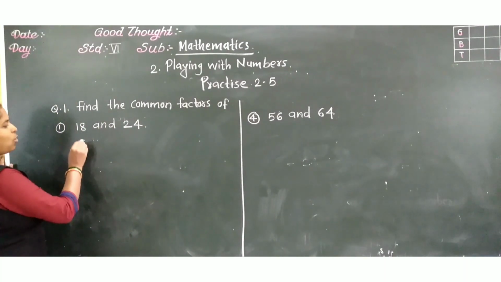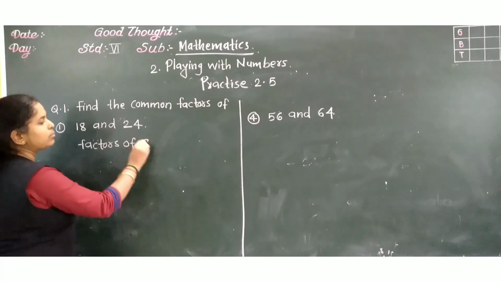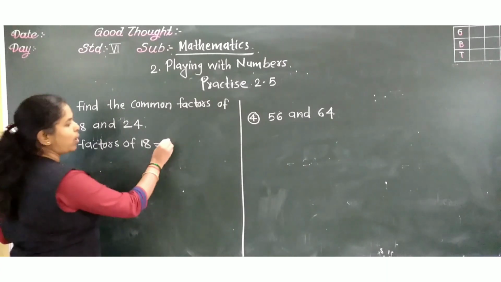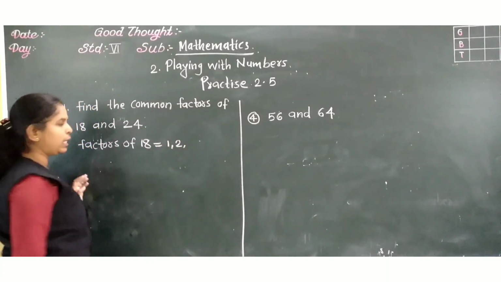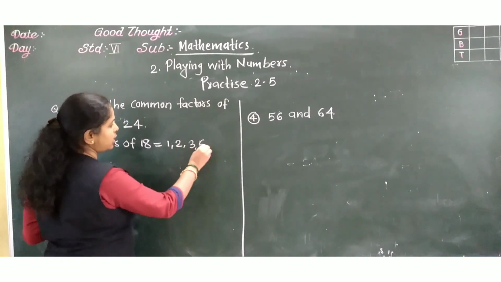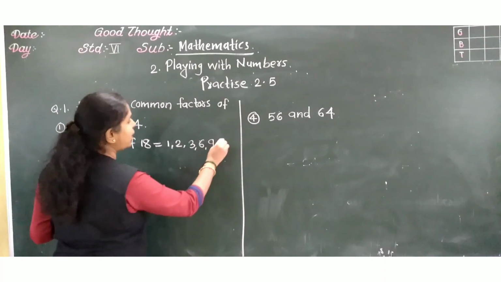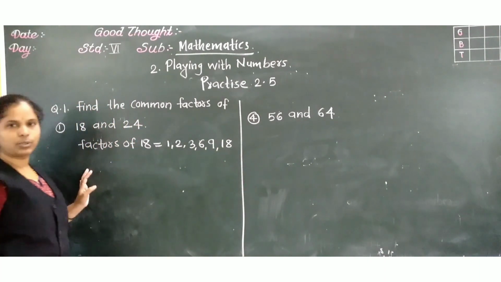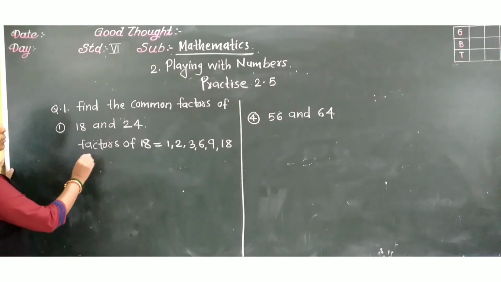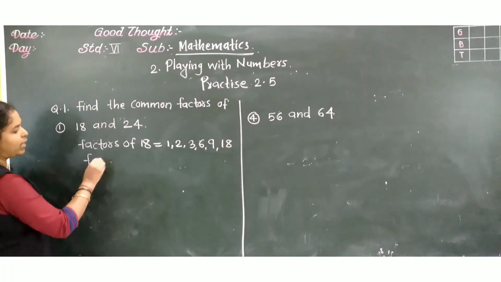So, factors of 18 means what? Means 18 is divisible by which numbers? So 1. 18 is divisible by 2, 3, 6, after that 9 and the number itself. Okay. 18 is divisible by all these numbers. Then, so these are the factors of 18.